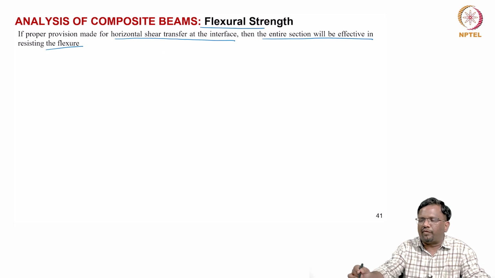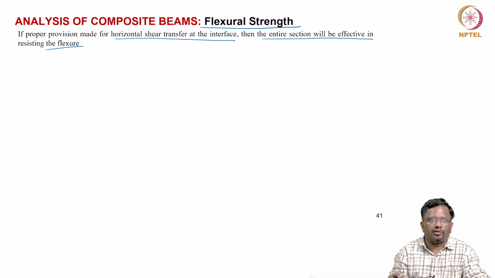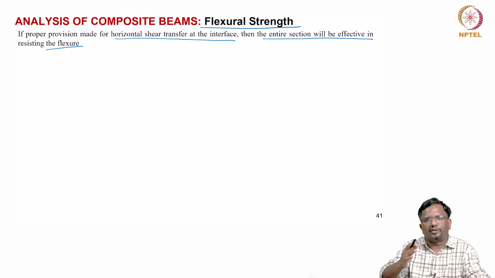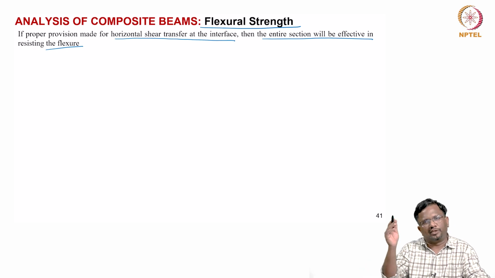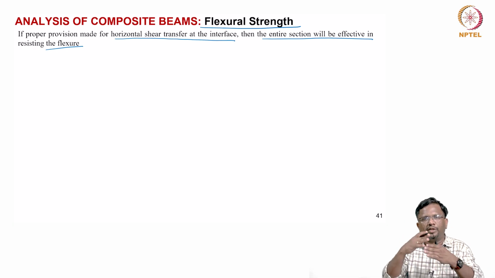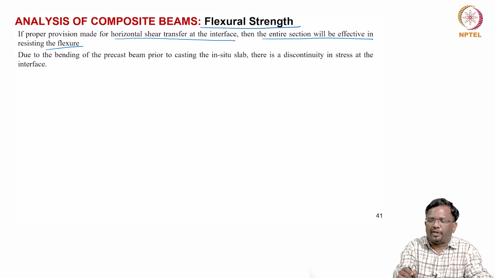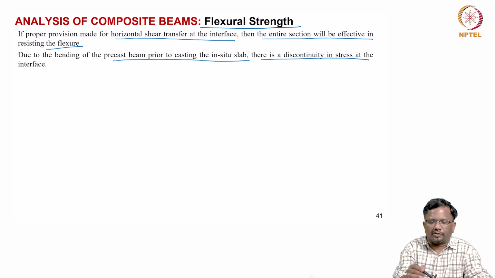Now, we are getting into the flexural strength. That means, at ultimate, how do we do the calculations? If I ensure that I have adequate vertical links connecting the cast in place slab and the precast web, then we can say the entire section is going to resist the flexure at ultimate load, because now I have provided links that are not going to allow the horizontal slip, right. Due to the bending of the precast beam prior to the casting of the inserted slab, typically there will be a discontinuity of the stress at the interface.